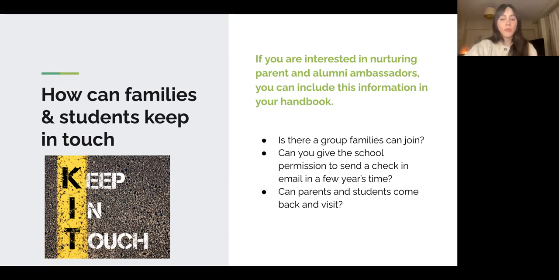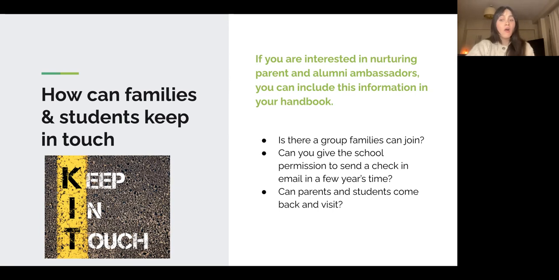You can talk about if there's a group families can join. Do parents give the school permission to send an email in 5 years' time to check in on how Montessori has impacted them 5 years onward? So all of this will help you keep in touch for those important testimonials. It'll help your school community in the future.